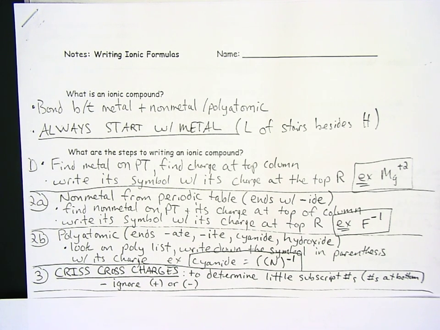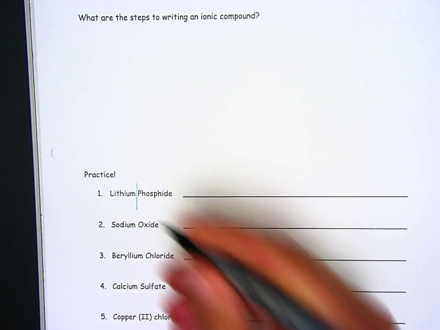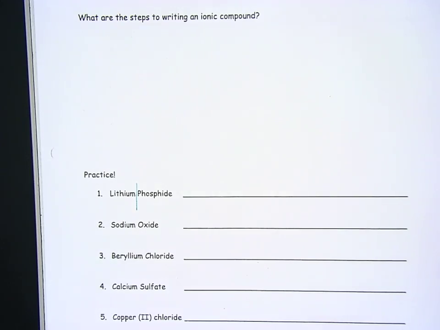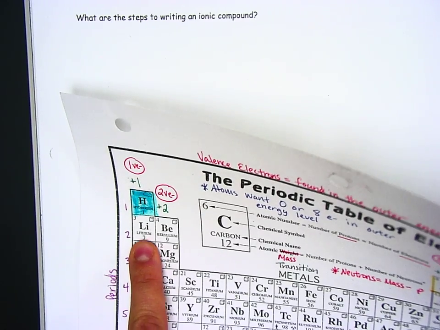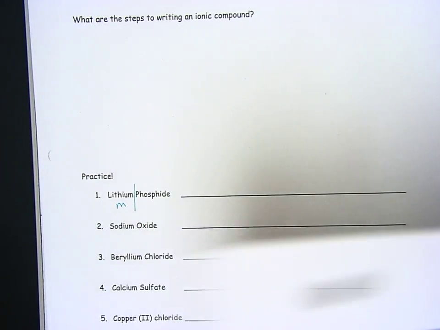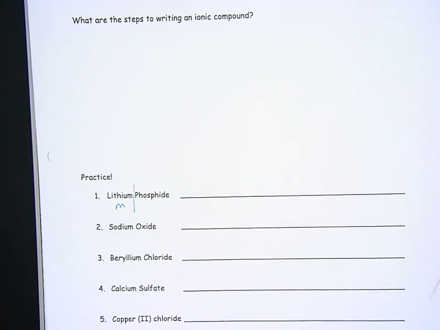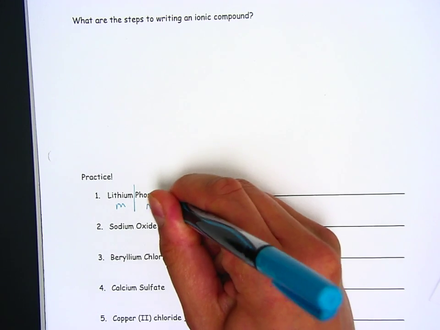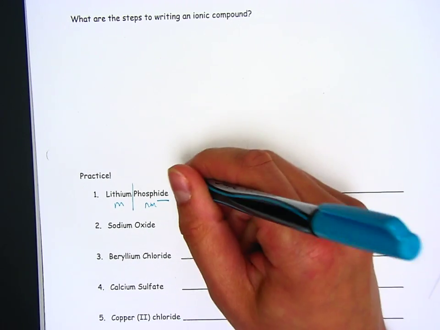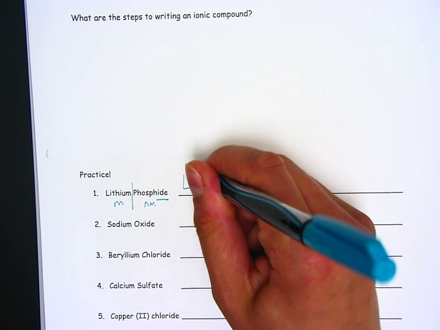For example, if I want to do this with lithium phosphide, I'm going to first separate it here and say, well, lithium is an element on the left, so that is a metal. Phosphide, things that end in "ide," means that's a nonmetal on your periodic table. Phosphide, on the right-hand side, is definitely a nonmetal. So I'm going to first look up my element lithium and write down its charge. So I have Li +1.